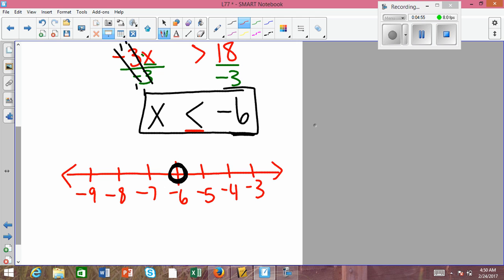So all the numbers, x is less than negative 6. So which numbers are less than negative 6? You need to look at negative 5 and negative 7, and you should confirm that negative 7 is definitely less than negative 6. So there you have your solution.